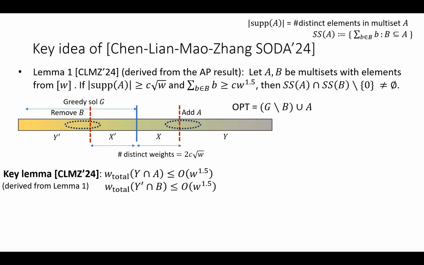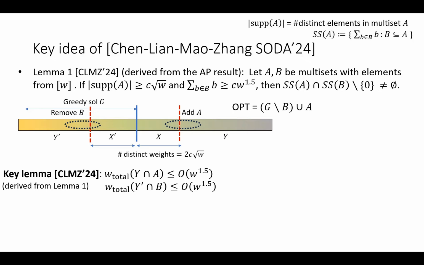So here, the number of distinct weights have been reduced to root W max, but we still need to compute a DP table of length roughly W max squared. And this part is the more technical part of our improved algorithm. So in our new algorithm, we need another structural lemma of the optimal solution.